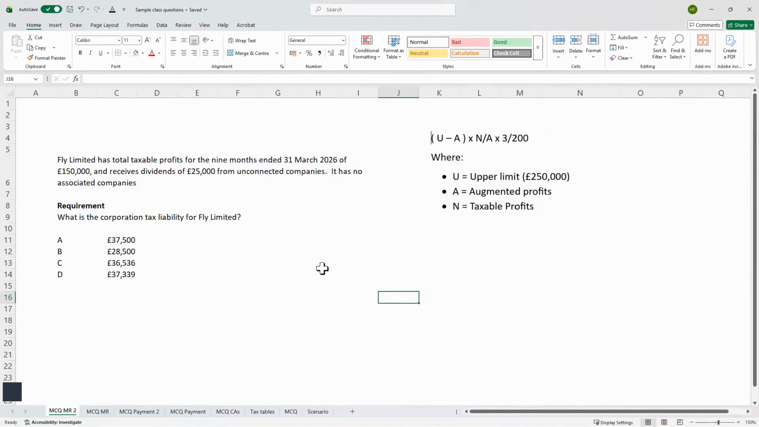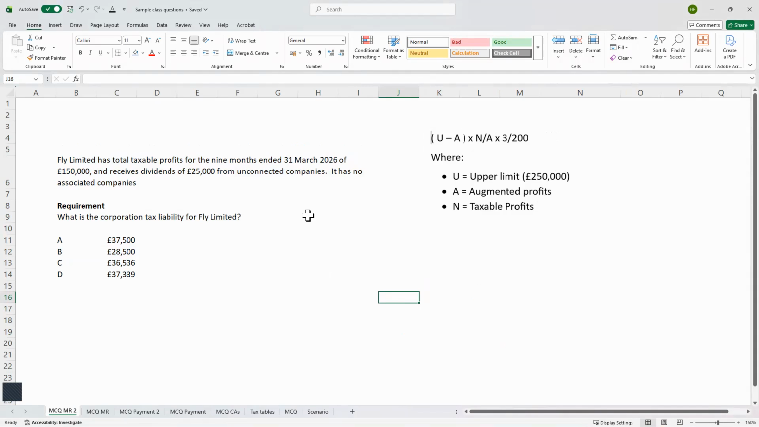We'll now look at this question. What is the corporation tax liability for Fly Limited? So Fly Limited has total taxable profits for the 9 months, so we need to take into account here 9 months ended 31st of March 26 of £150,000 and receives dividends of £25,000 from unconnected companies.